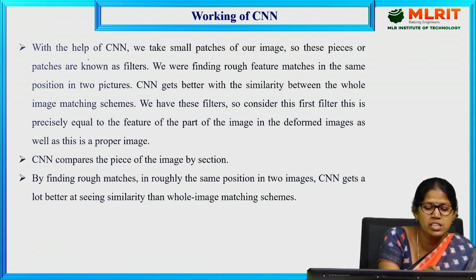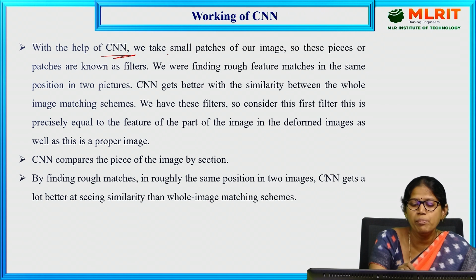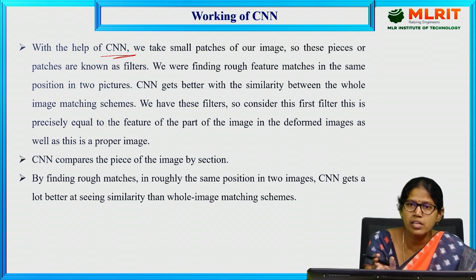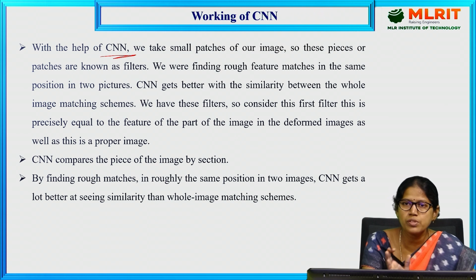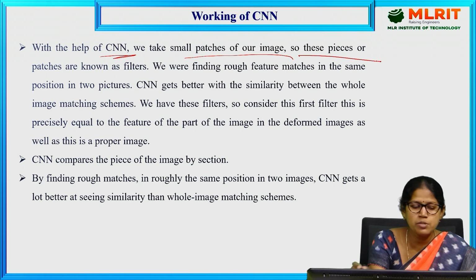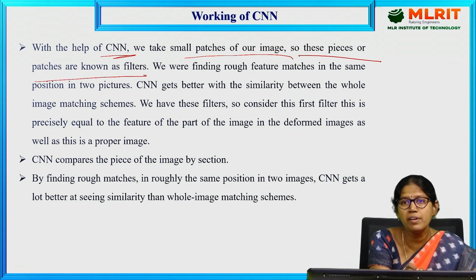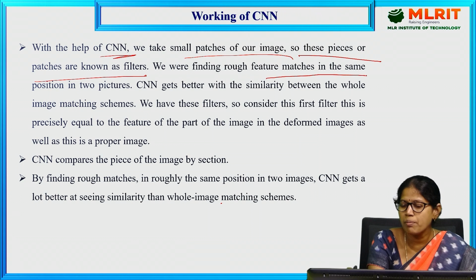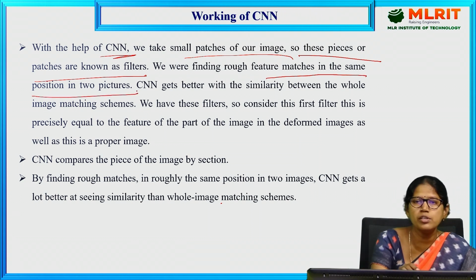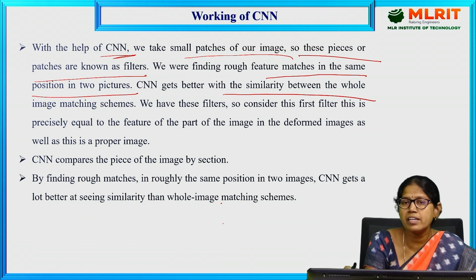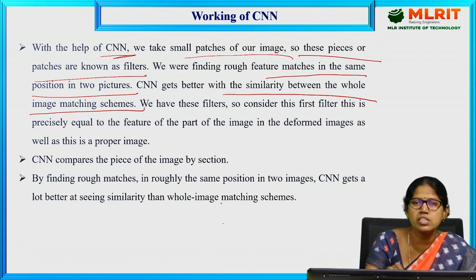Then with the help of CNN, we make small patches of our image and we compare those small patches with the original image and it will identify. Let's see. Take small patches of our image. So these patches are known as filters or kernels. We were finding rough feature matches in the same position in two pictures. CNN gets better at the similarity between whole image matching schemes.